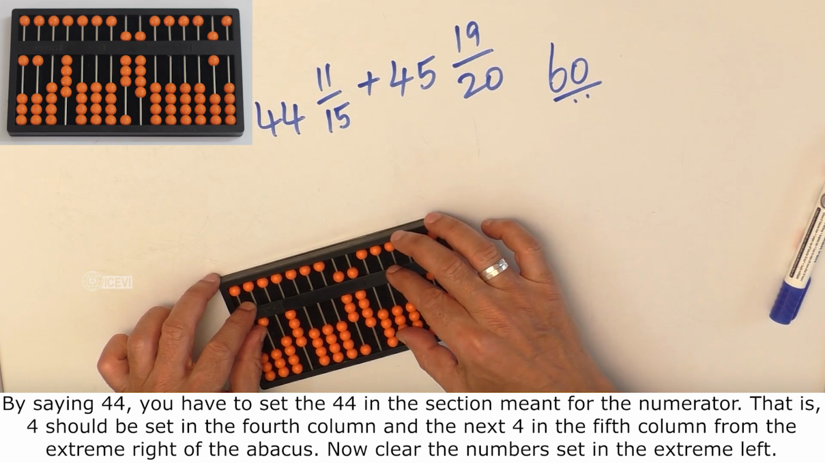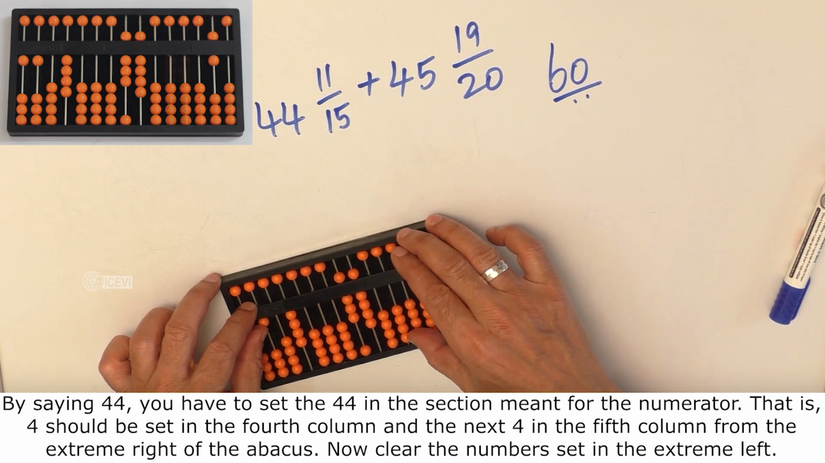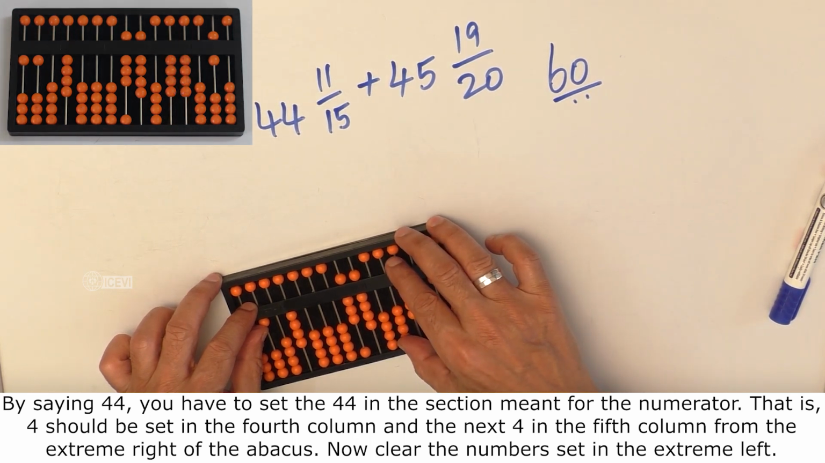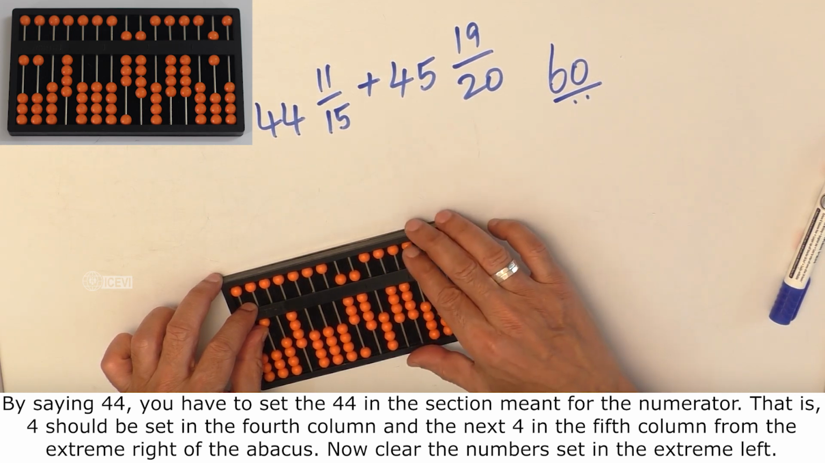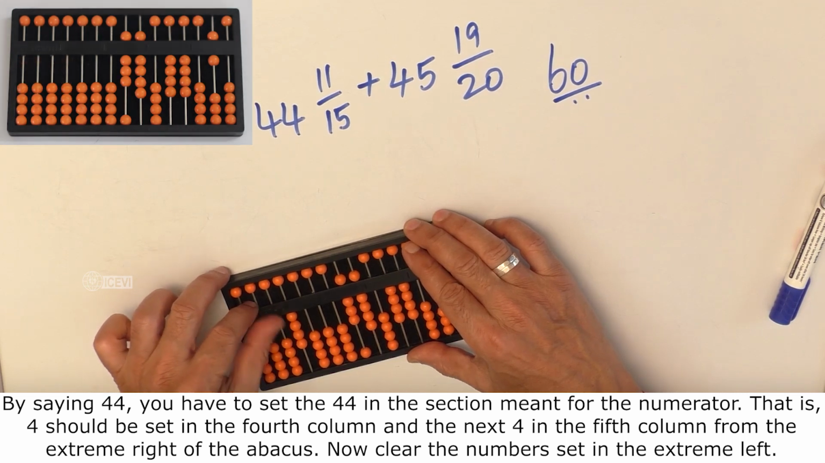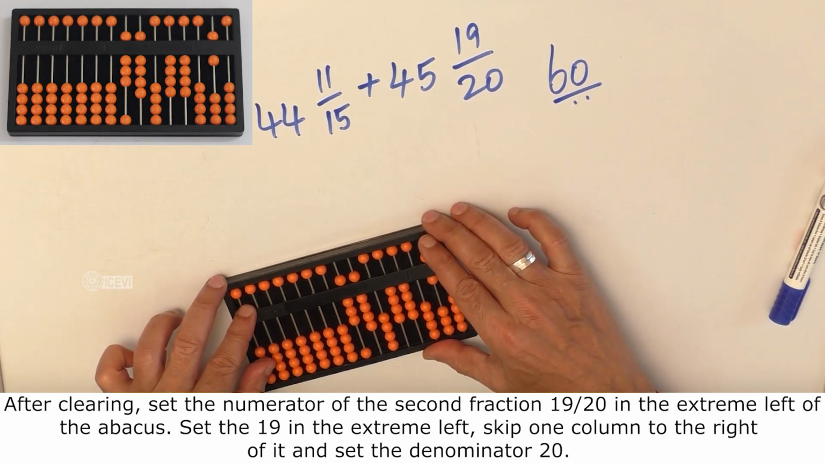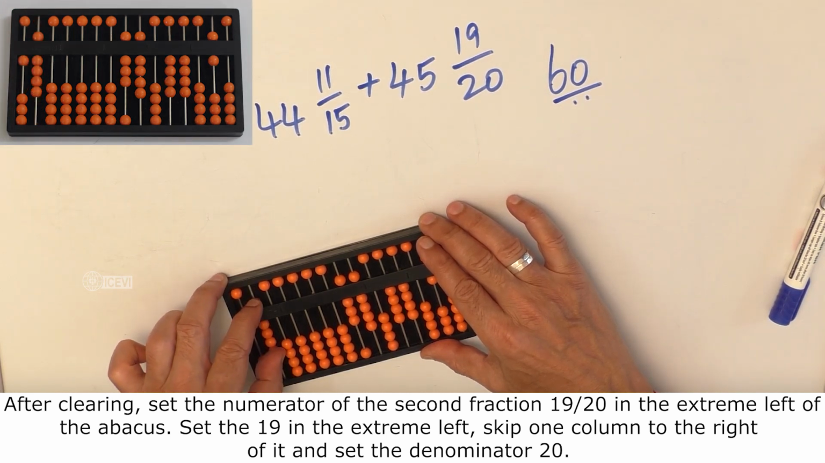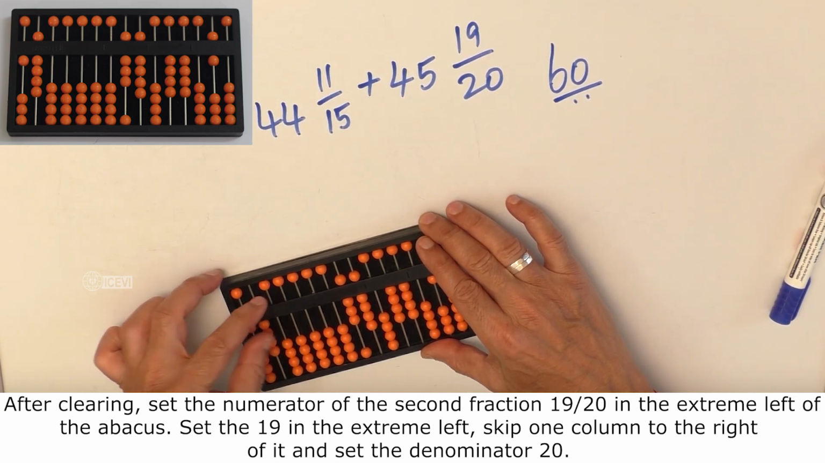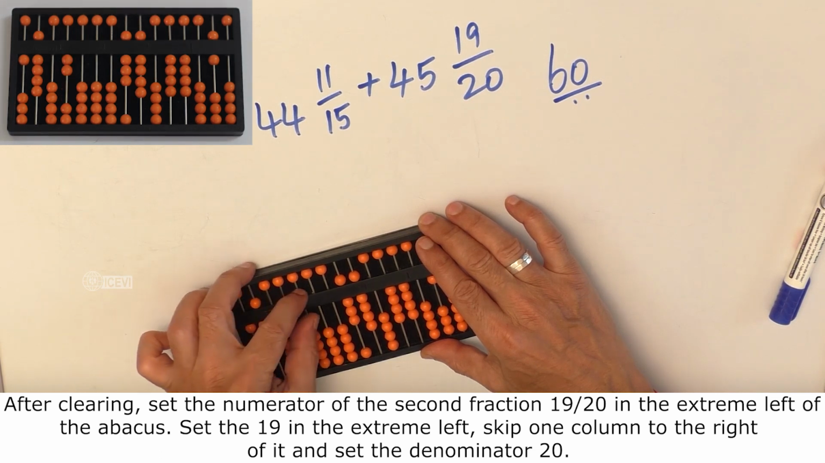That is, 4 should be set in the 4th column and 4 in the 5th column from the extreme right of the abacus. Now clear the numbers set in the extreme left. After clearing, set the numerator of the second fraction, 19 by 20, in the extreme left of the abacus. Set 19 in the extreme left, skip one column to the right of it and set the denominator 20.